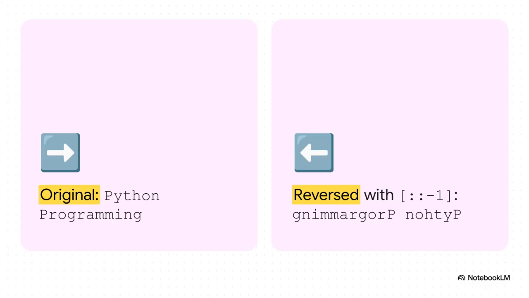Okay, get ready for a little bit of programming magic. This is honestly one of my favorite tricks. If you leave the start and end blank, but you make the step a -1, you instantly reverse the entire string. It is so simple and so powerful.